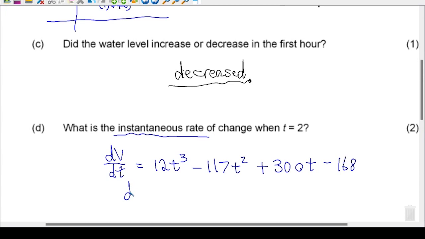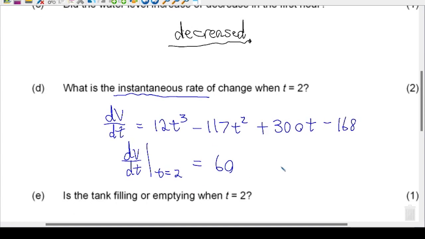Right, so watch how this notation works. dV/dt with a vertical line at t equals 2, and then we can put 2 in for all the t's, and we get 60. Right, now that's positive 60. So that is 60 liters per hour.